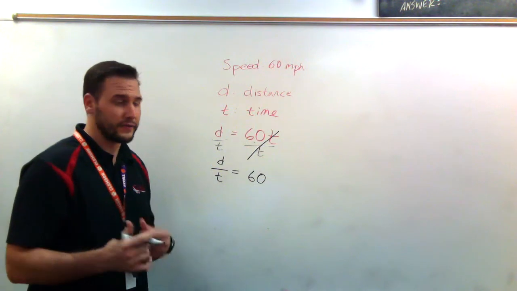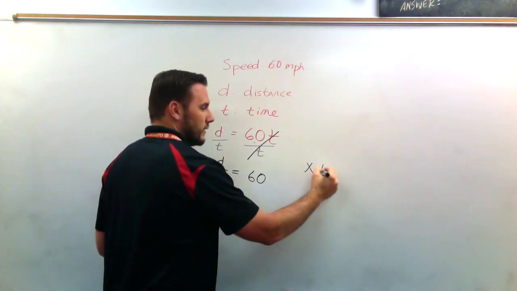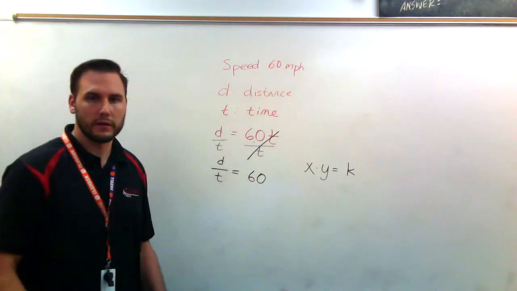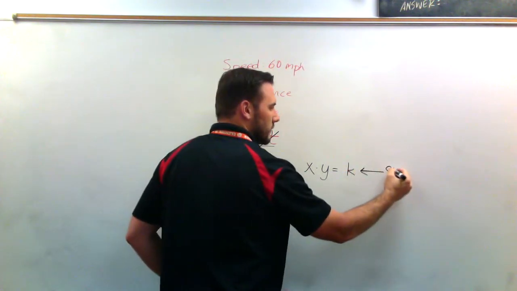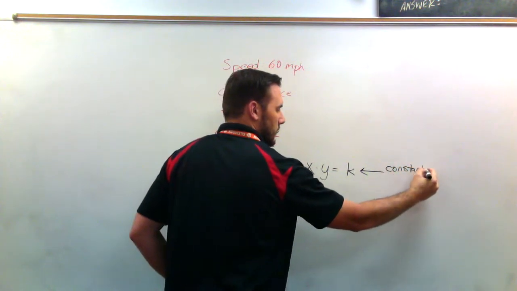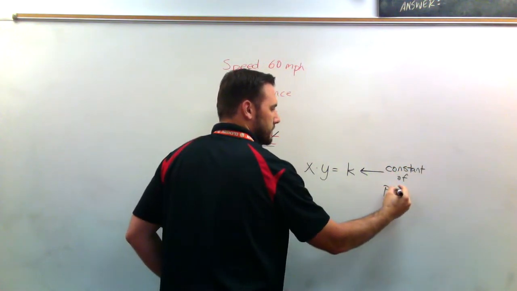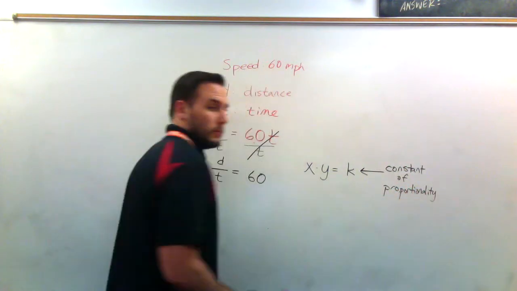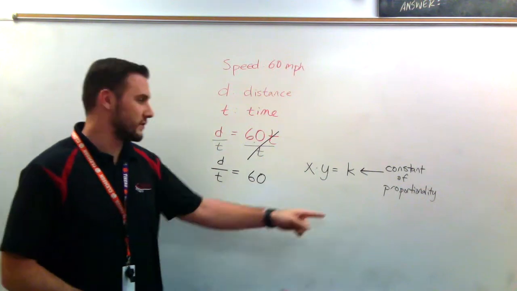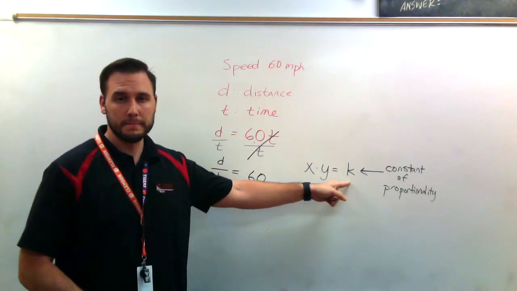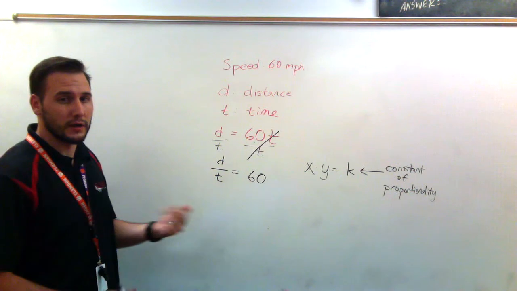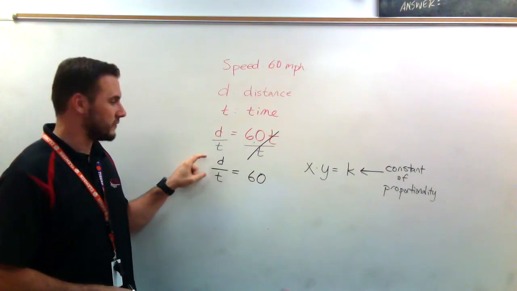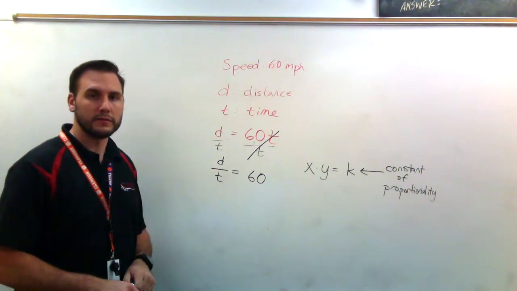But remember, for inverse variation, you always multiply the two variables to get your constant number, and we'll call that k. That's the constant of proportionality. So for inverse functions, anytime you multiply the x and the y variable, you always get your k value, your constant of proportionality. So this is actually not an example of inverse because we're not multiplying but actually dividing the two variables. And that results in the constant of 60 miles per hour.